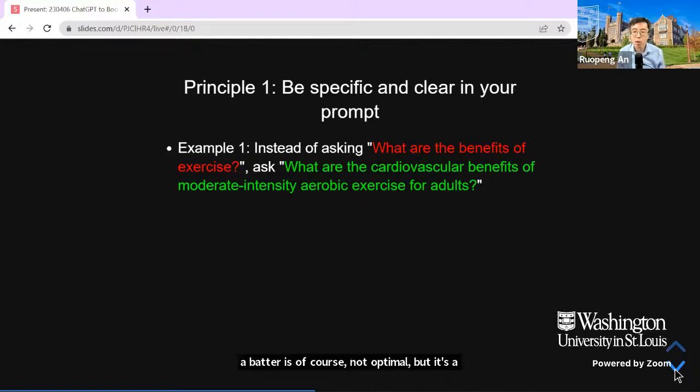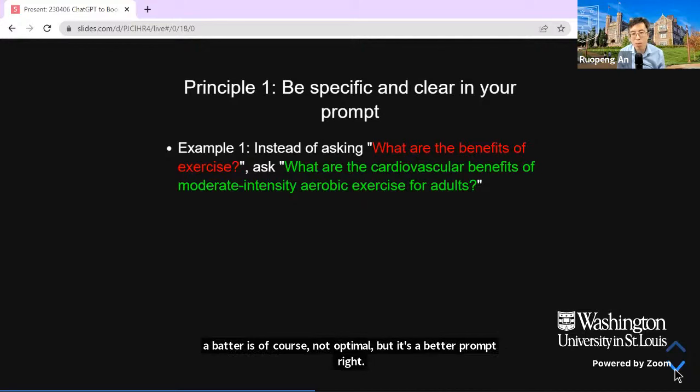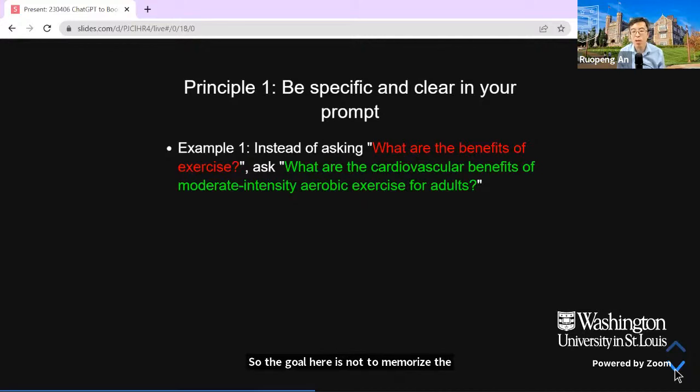Right? So the goal here is not to memorize the prompt because it's a futile exercise. There are going to be millions of prompts or trillions of prompts over the years. It's really to exercise your generalizability of using those 10 principles. Okay? So here, give an example of be specific and clear in your prompt.